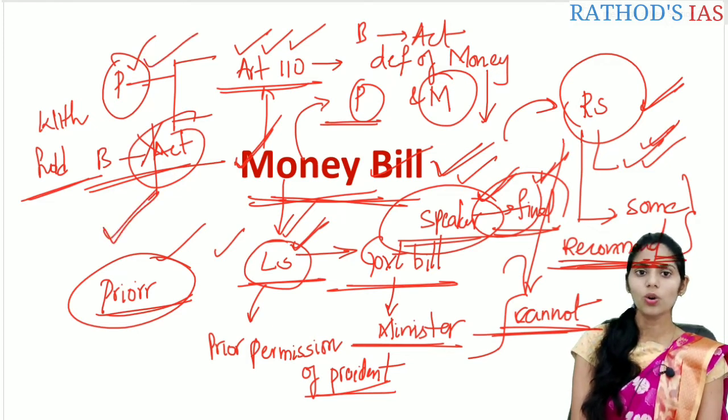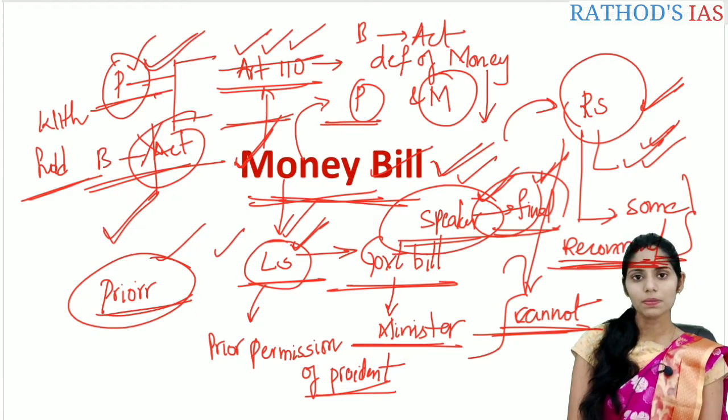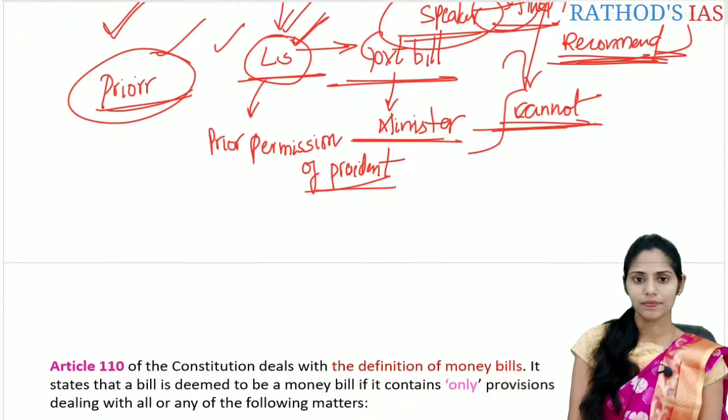So only two options are present with the president, that is, he has to give the assent or he can withhold the bill. So these are some important prelims facts that you should remember regarding this money bill. So let us see what is written in the Laxmikanth.